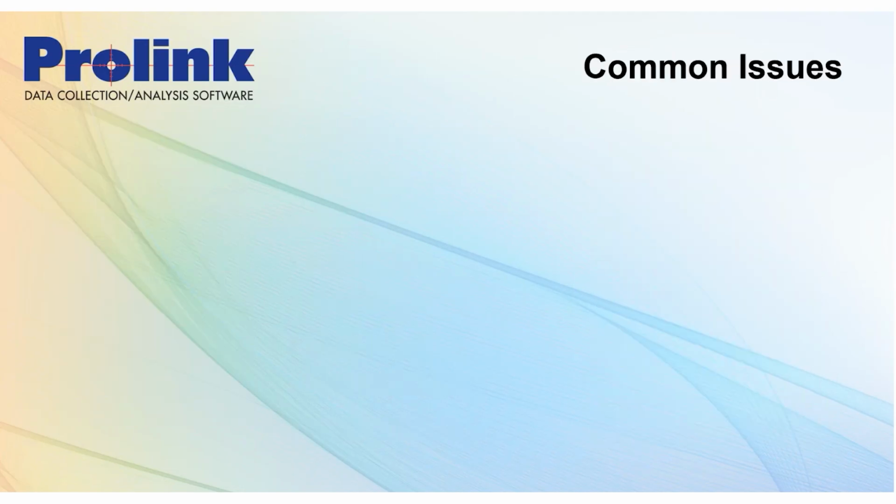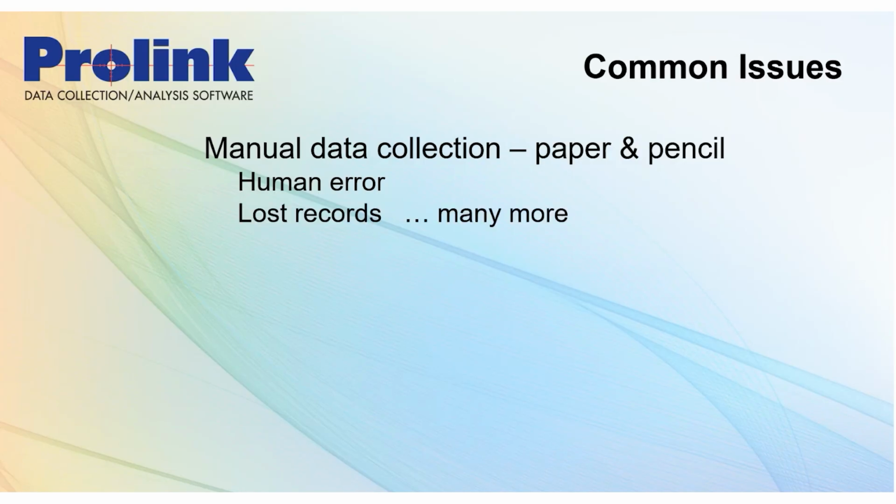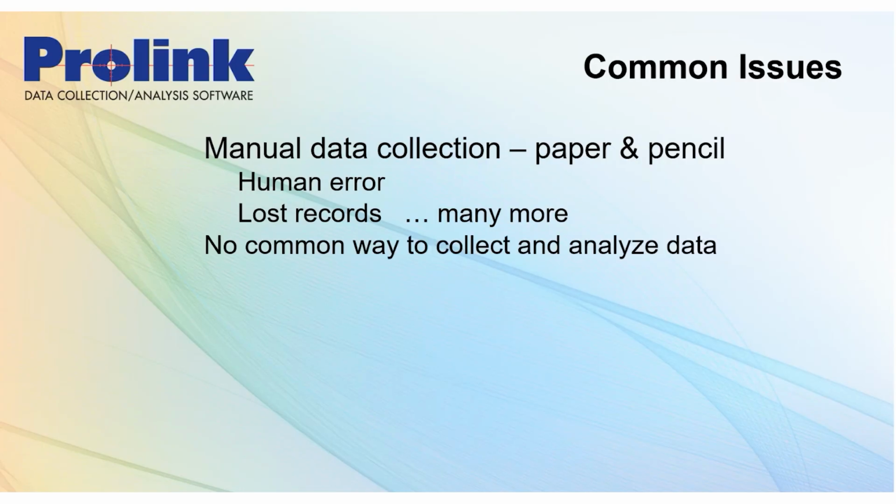What are some of the common issues that come up? Well, manual data collection, that is paper and pencil data collection, is really a big problem because it's fraught with human error, and it can lead to things like lost records or incomplete records, or many other problems there. There's also a big problem in no common way to collect and analyze data. Within a manufacturing plant, there may be, quite honestly, 10 or even 20 different ways that data is collected, and to put them in a common format is not always the easiest thing to do.